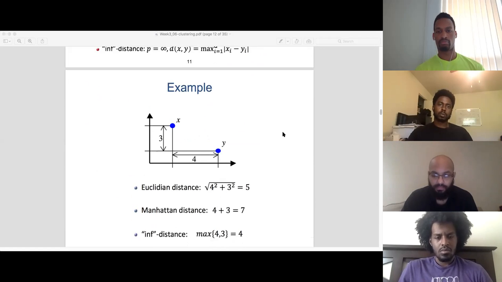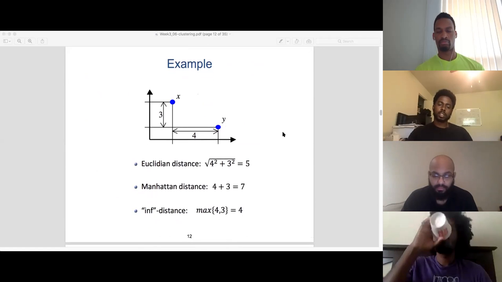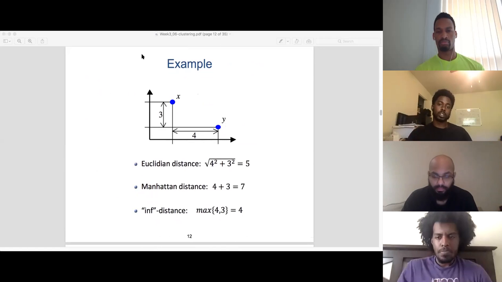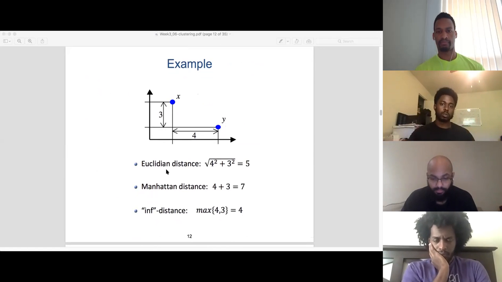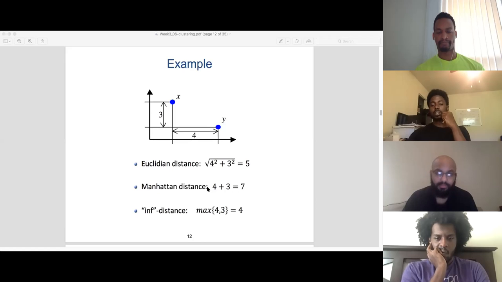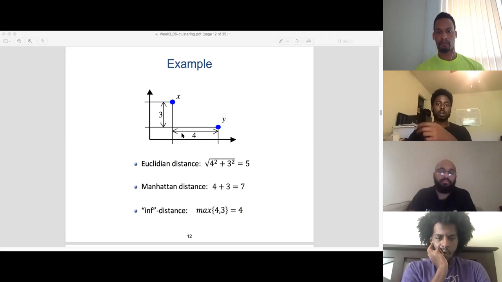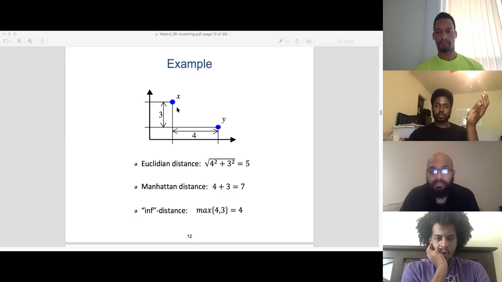So here's an example. We have these data x and y represented on this 2D graph. And we can do the Euclidean distance. This is what you're most familiar with. You take 4 squared plus 3 squared, you take the root of that, you get 5. Okay. Manhattan distance just takes the sum of these, without squaring it or taking the square root. So you do 4 plus 3, you get 7.